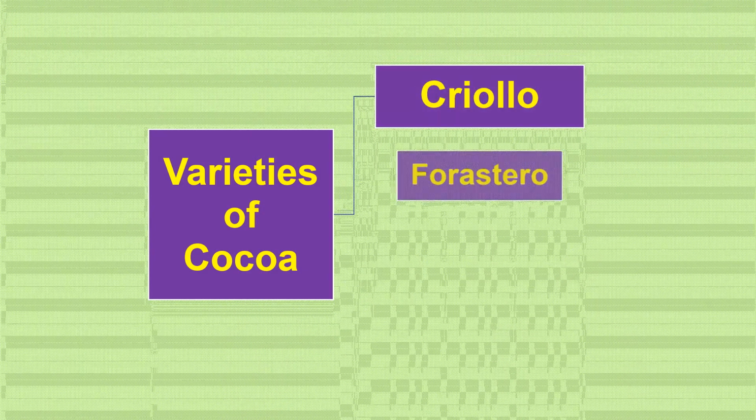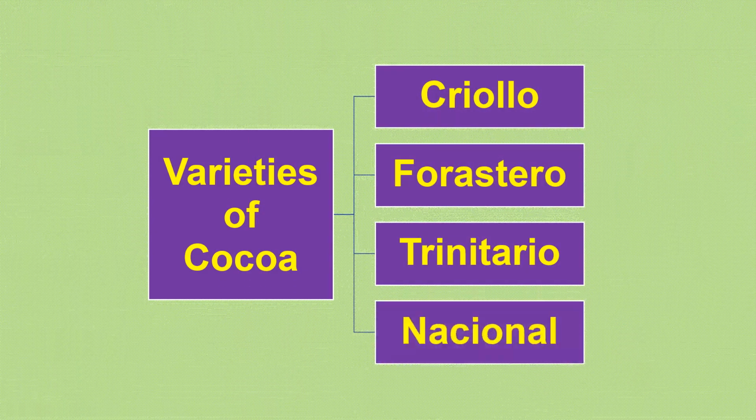There are various varieties of coca like Criollo, Forastero, Trinitario, and Nacional. Among these, Criollo and Forastero are the main cultivating varieties all over the world. Criollo has a fine flavor characteristic. Trinitario variety is supposed to be the hybrid of Criollo and Forastero, and Nacional variety is only cultivated in the Ecuador region. This variety is also supposed to be a disappearing variety of coca.